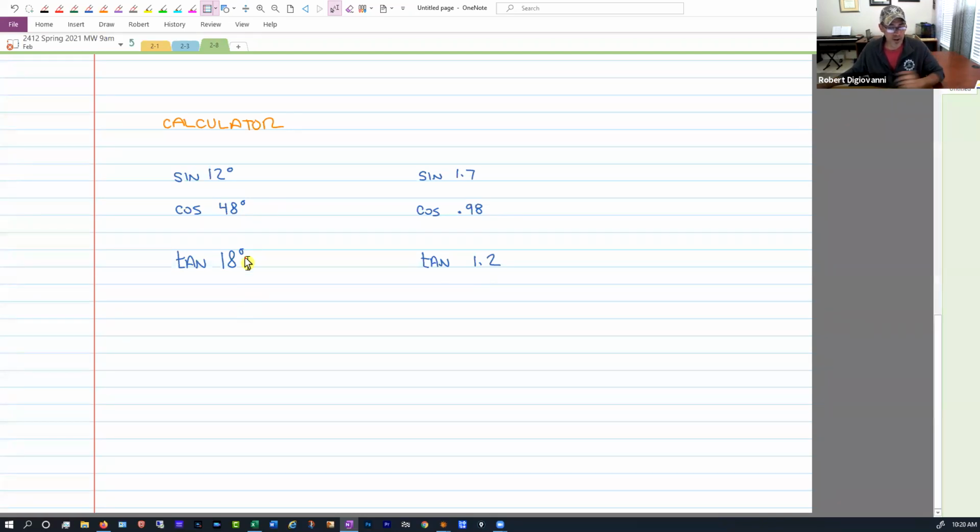The first three that I'm asking you to do, I'm giving you the angles in degrees. So you want to make sure that your calculator is in degree mode. Every calculator is a little different, so you're going to have to figure out on yours how to switch from radian to degree. I just switched my calculator to degree. I'm going to give you the answers, and then it's your job to make sure you can get the same answer on your calculator.